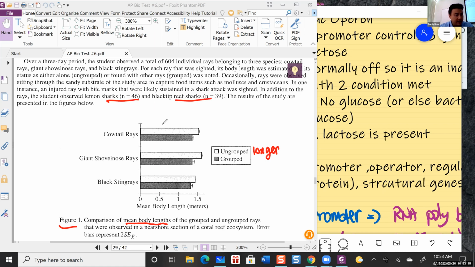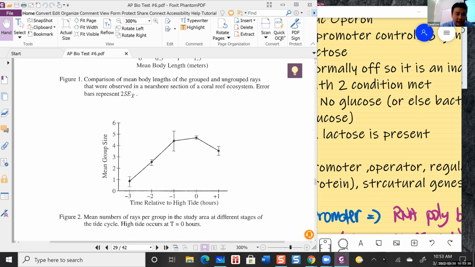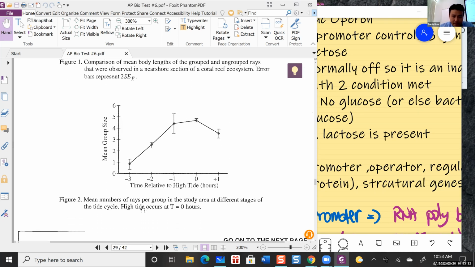We have 2 types of sharks, right? The reef shark and the lemon shark. Okay, so this kind of goes with that. So the ungrouped ones are longer and bigger than the grouped ones. That makes sense totally for predators, right? Okay, so again, we're trying to study predation. Let's look at figure 2. The mean number of rays per group. So if they do group together, what is the mean number of rays? So do they group by 2s, by 3, by 4, by 5, by 6? High tide is T0, so this is high tide.